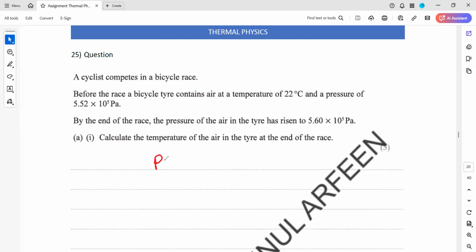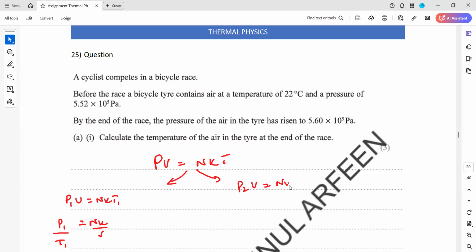So you can use the formula PV equals NkT. First, you work out the ratio of the first pressure, because all the other factors are not changing. When there's a first pressure, there will be a first temperature. So I can say P1 V equals NkT1, or P1 over T1 equals Nk over V. Same thing, the new pressure will be P2 V equals NkT2, or P2 over T2 equals Nk over V.